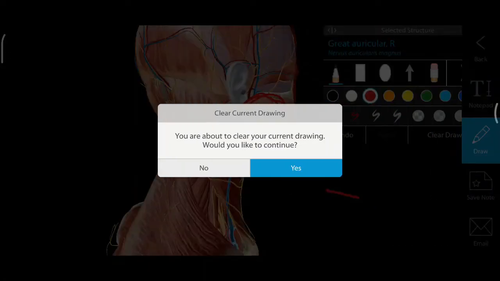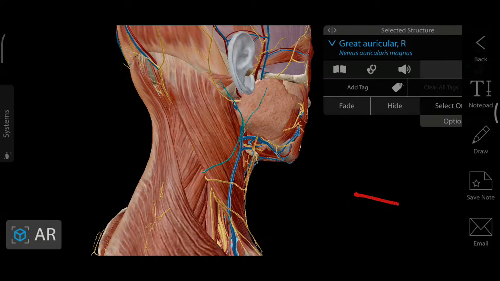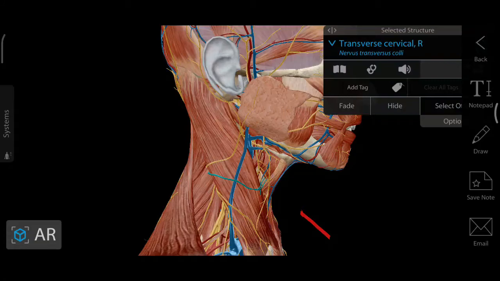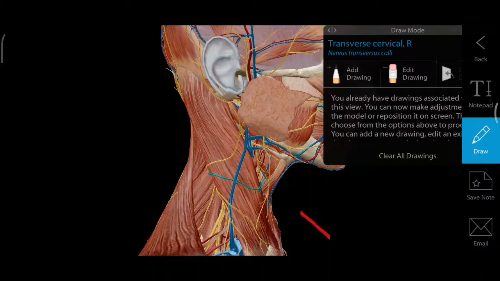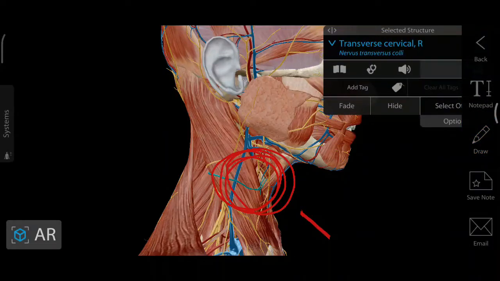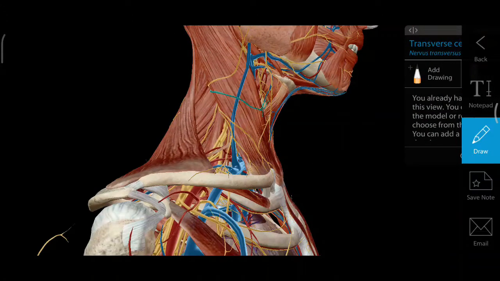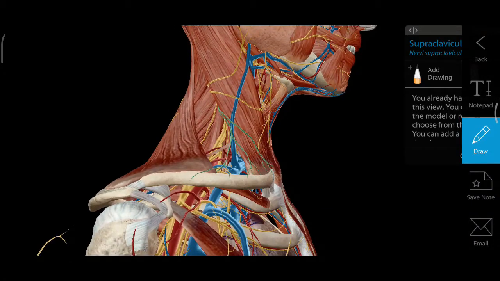Now comes the third nerve, that is the transverse cervical nerve. What it does, it goes to the anterior part of the neck and supplies the innervation to this anterior region of the neck. Okay, now the last one we have is the supraclavicular nerve.